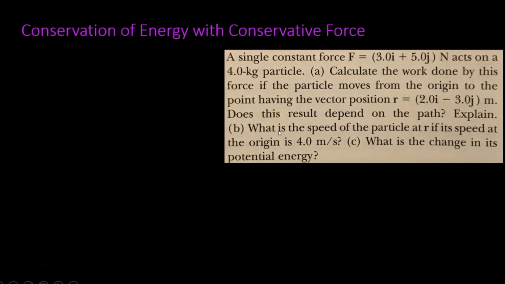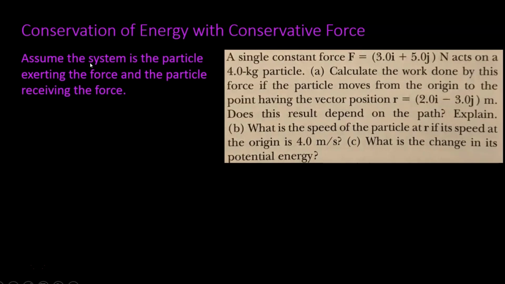Part B: what is the speed of the particle at position R if its speed at the origin was 4 meters per second? And finally, what is the change in its potential energy? We're going to assume that the system includes both the particle exerting the force and the particle receiving the force. That way we can count the potential energy as being within the system, and that makes answering problem C a little easier, a little more straightforward.